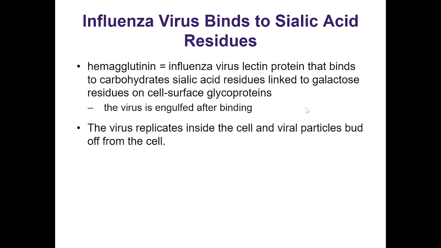A little smile. The influenza virus, anybody knows influenza, right? This is going to bind to sialic acid residues. Hemagglutinin, on the influenza virus, is that lectin protein. They'll bind to the carbohydrates that are the sialic acid residues linked to the galactose residues on your cell surface glycoproteins. The virus is going to be engulfed after binding. The virus will then replicate inside the cell, and viral particles will bud off of the cell.